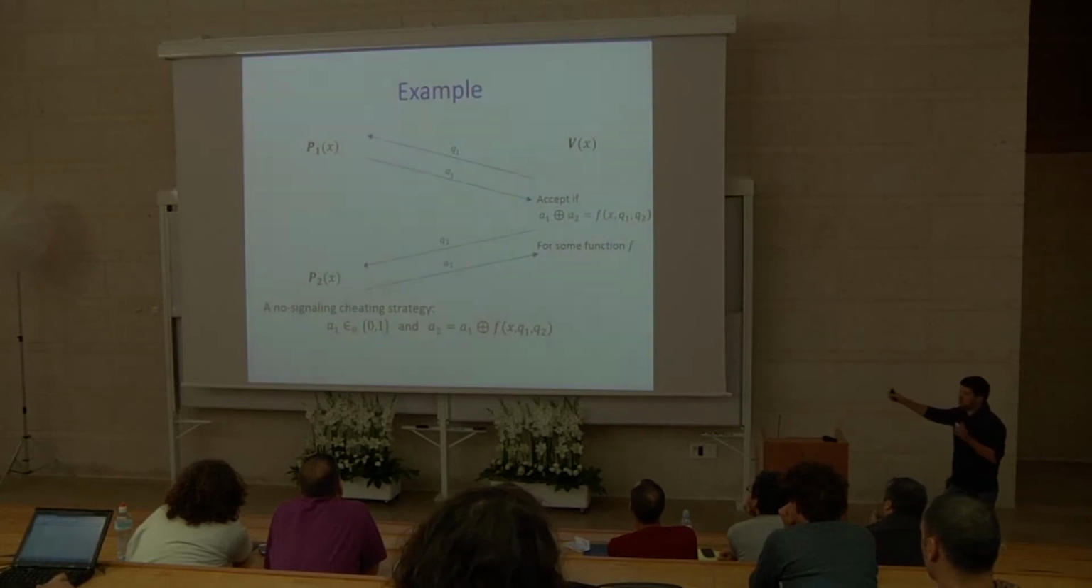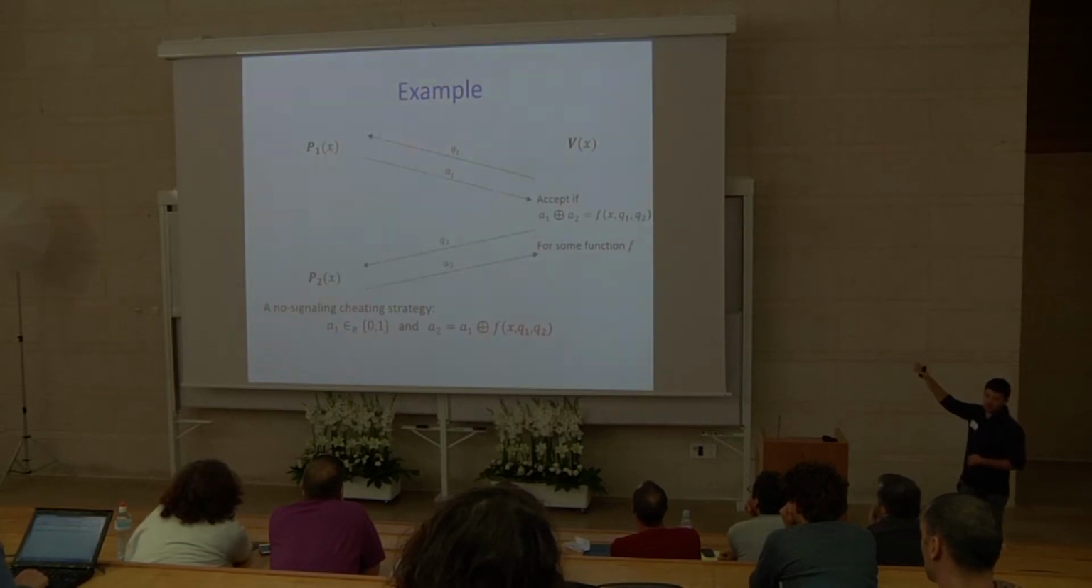Okay, so first thing that you can see is that if you XOR these 2 results, then the verifier sees what it wants to see and will accept. Okay, so this works, but why is this no signaling?